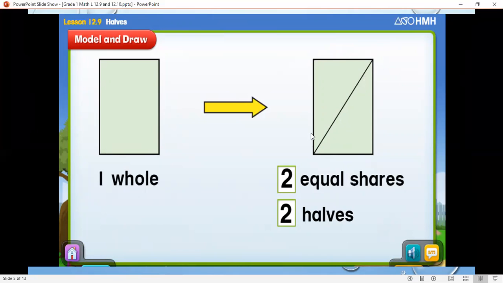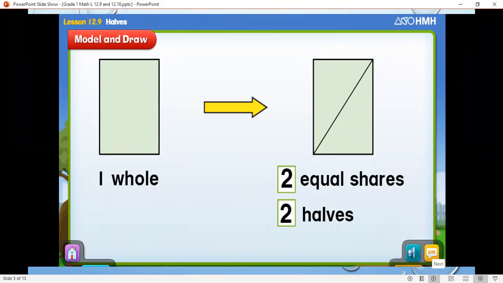See, when we split a rectangle in half, we get two triangles, remember? So two equal triangles, they have the same size. So how many shares does the rectangle show? Two. Yes, two equal shares. And the two equal shares are called two halves. So how many halves do we have? Two again. Very good.